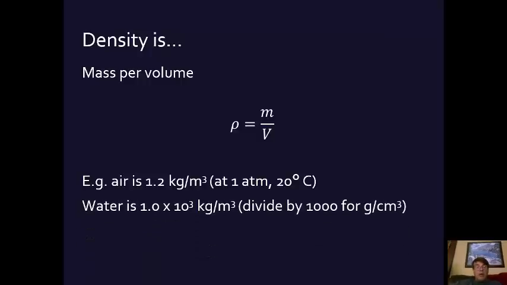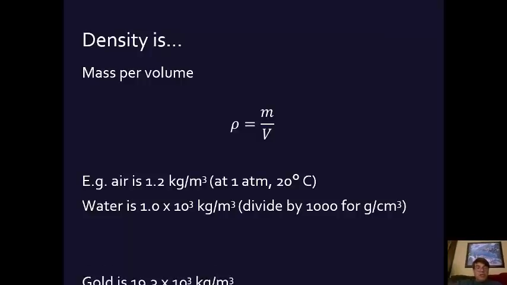Now for water, and water is actually the standard measurement that the density of everything else is compared to, usually. On the next slide you'll see that. But basically water is 1,000 kilograms per cubic meter, 1 times 10 to the third. By the way, it's very common to use grams per cubic centimeter, and so to go from kilograms per cubic meter to grams per cubic centimeter, you just divide by 1,000, or 10 to the third, as it were.